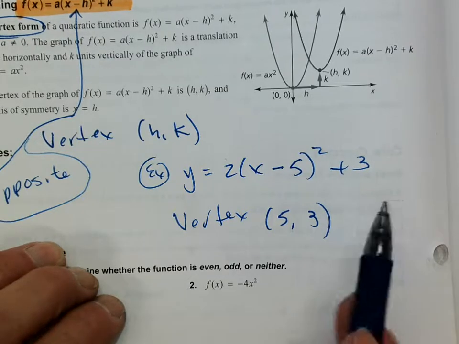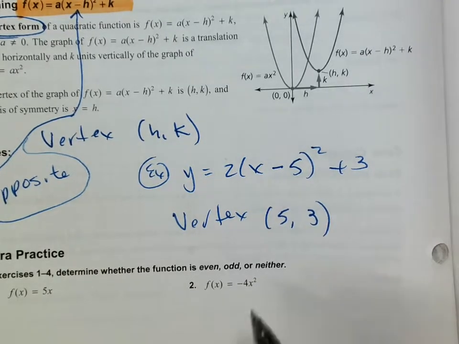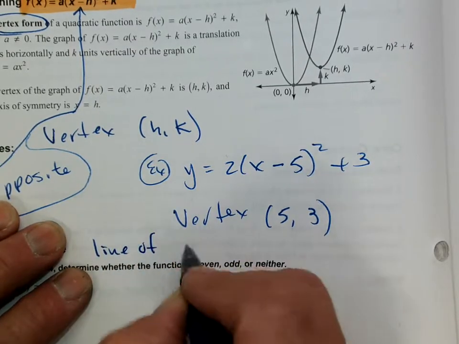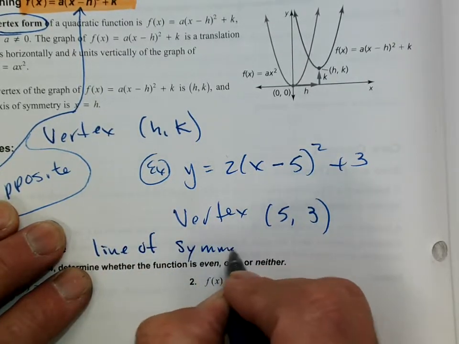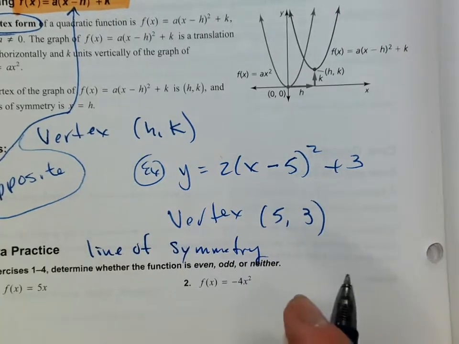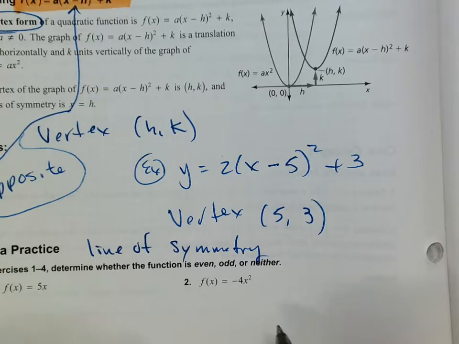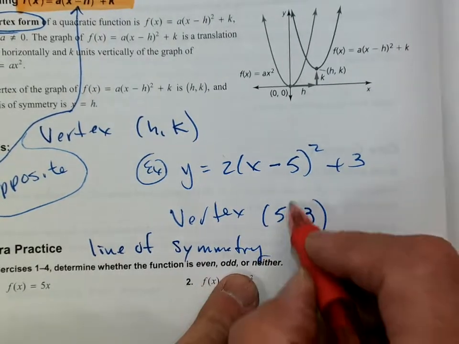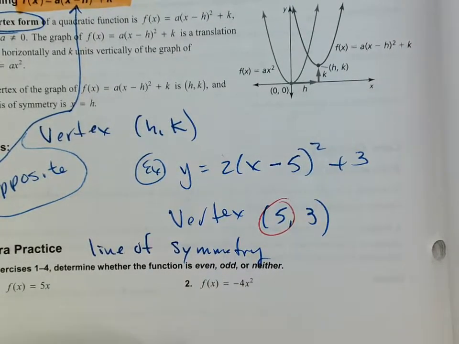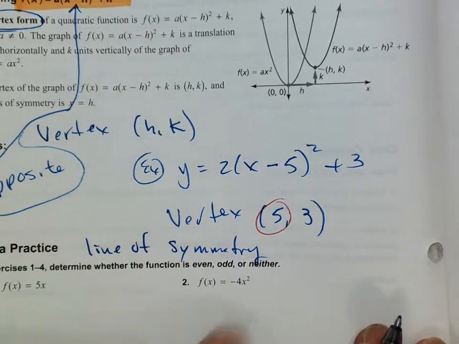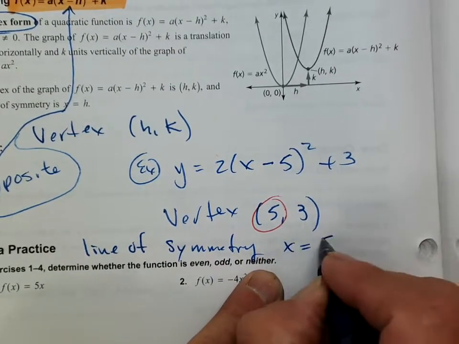Here's my vertex. Now we also know then the line of symmetry. The line of symmetry goes through the vertex, right? It has to go through the vertex. The vertex is that very bottom or very top point. So the line of symmetry is just right there. It has to be the x value of the vertex. That makes sense, right? It goes through the vertex. So the line of symmetry would simply be x equals 5.